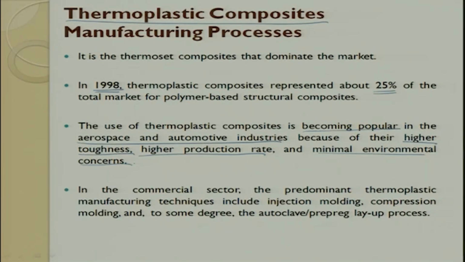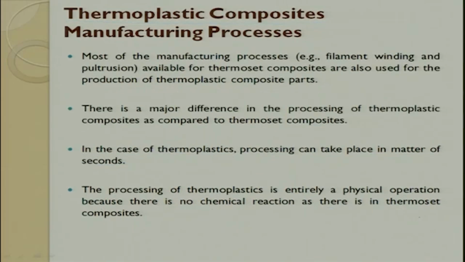In the commercial segment, the predominant thermoplastic composite processes include injection molding, compression molding, and autoclave, and pre-preg layup is also there. So, pre-pregs are also there, with thermoplastic pre-pregs coming into the market today. So, most of the manufacturing processes, filament winding and pultrusion available for thermoset composites, are now thought of slowly getting tweaked to meet the requirements of making thermoplastic composite materials.